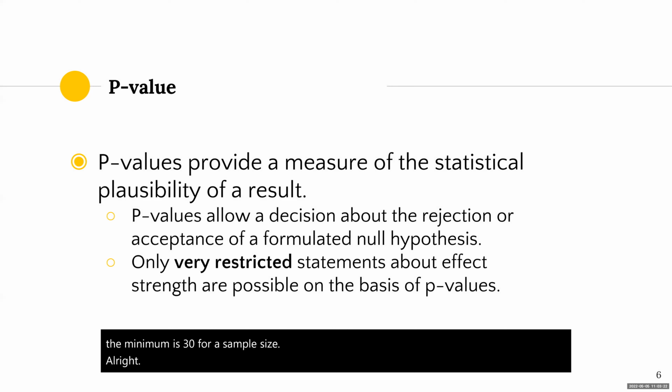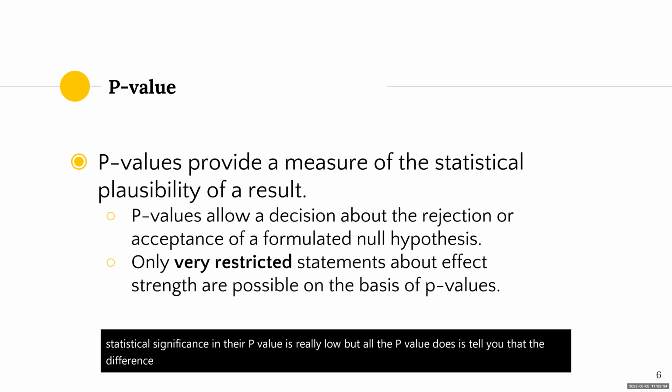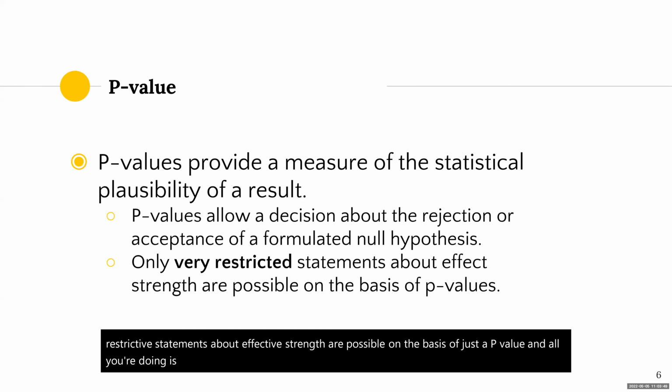Okay. Now, everybody talks about p-value, and everybody gets really excited when they have statistical significance and their p-value is really low. But all a p-value does is tell you that the difference you're seeing is likely due to chance or not due to chance, right? So very restrictive statements about effect strength are possible on the basis of just a p-value. And all you're doing is rejecting or accepting a null hypothesis.